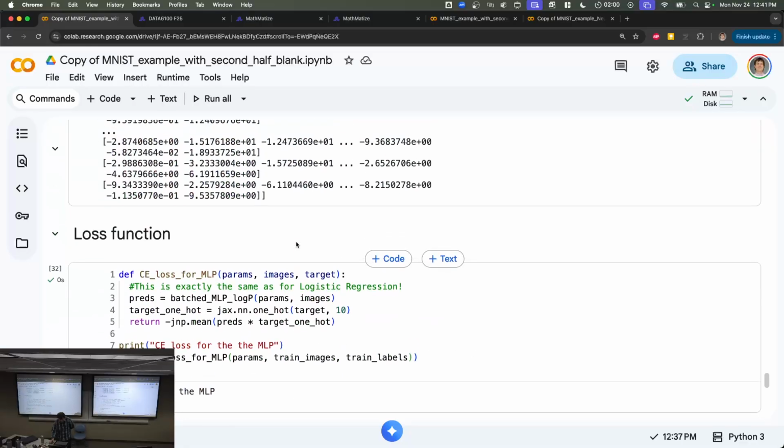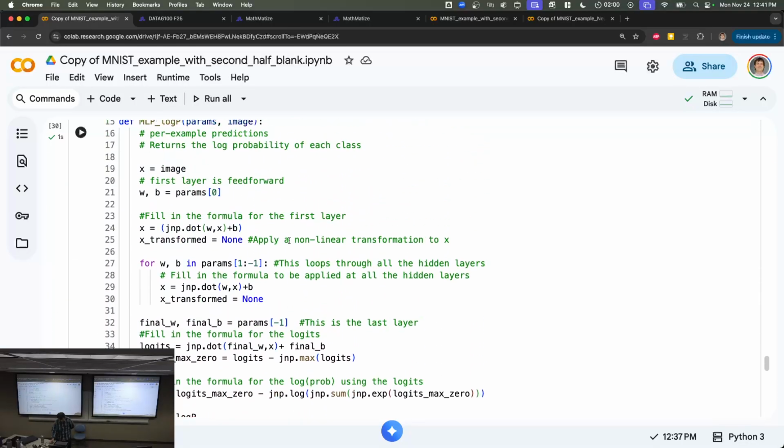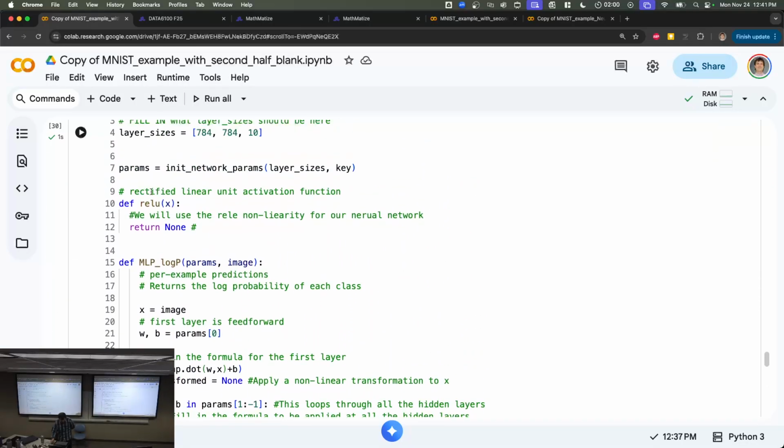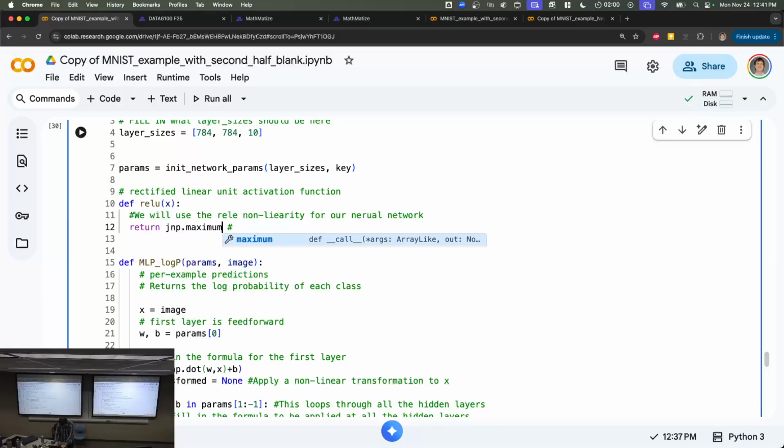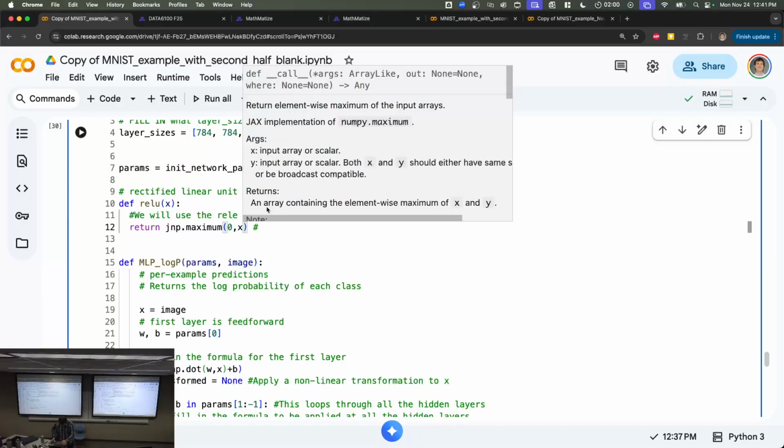All you got to do is update very slightly the code. So I have this function called ReLU. This is the function I'm going to use. And the formula for ReLU is very simple. It is the maximum of 0 and x. So it's the nonlinear function.